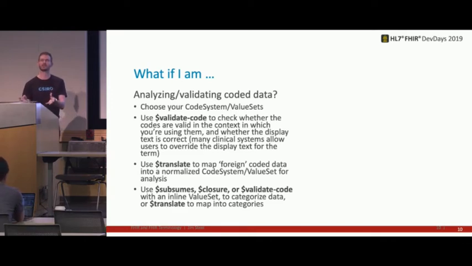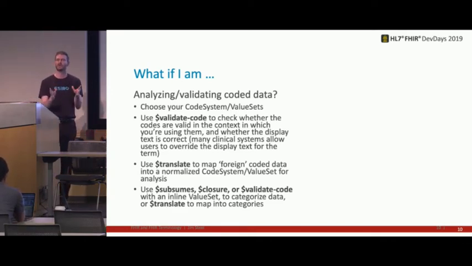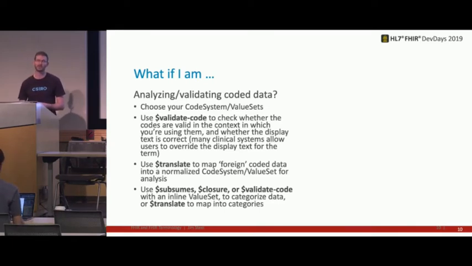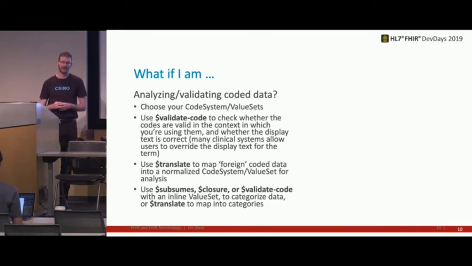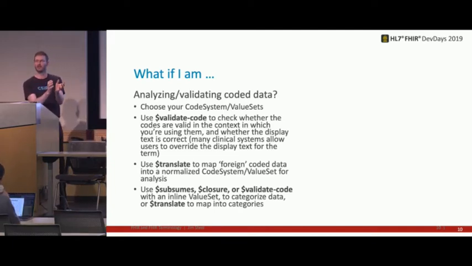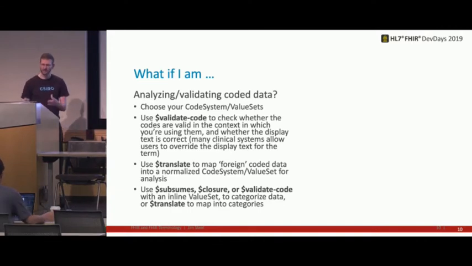So once again, we choose our code systems and our value sets to work out what we think are the acceptable codes for a given field. Once again, hopefully we're using standardized ones if we can. Otherwise, we might be defining our own. Once we've done that, then we can use validate code. And validate code is an operation that allows you to take a code and a value set and just say, is this an acceptable member of this value set? And then if we're doing analysis, we might get into some other operations.